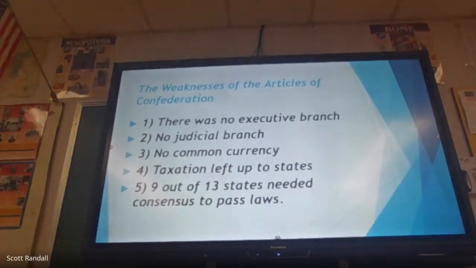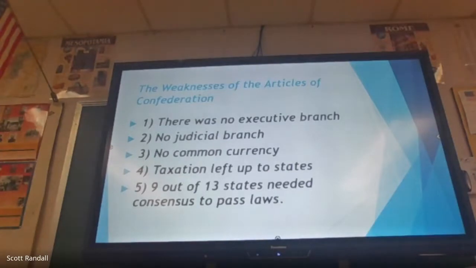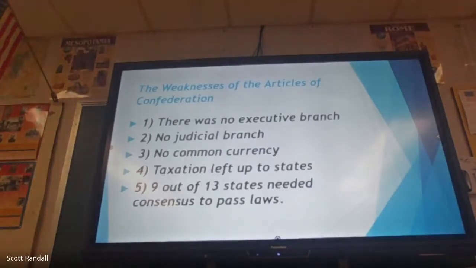So the weaknesses of this, like I said: one, there was no executive branch. We did the exact opposite. We didn't want to have a centralized leader. We just got rid of a king, so we don't want to go back to that idea initially. So we don't have a president, somebody to unify the country under a national concept. There's no judicial branch as of yet.